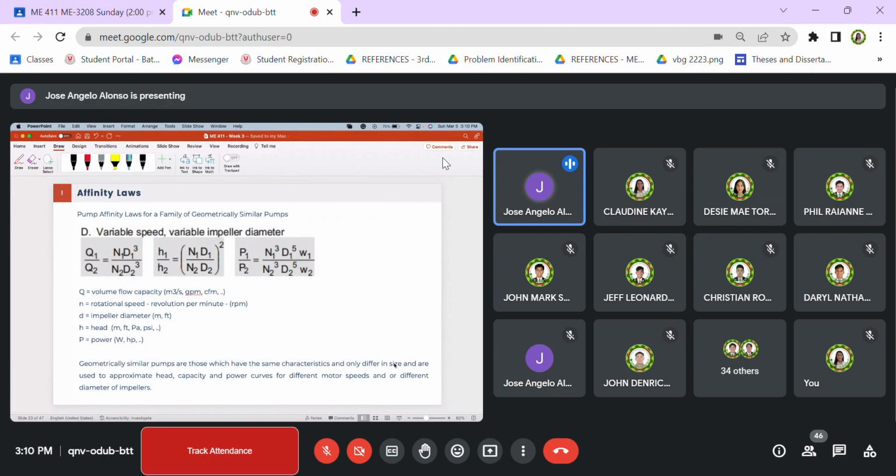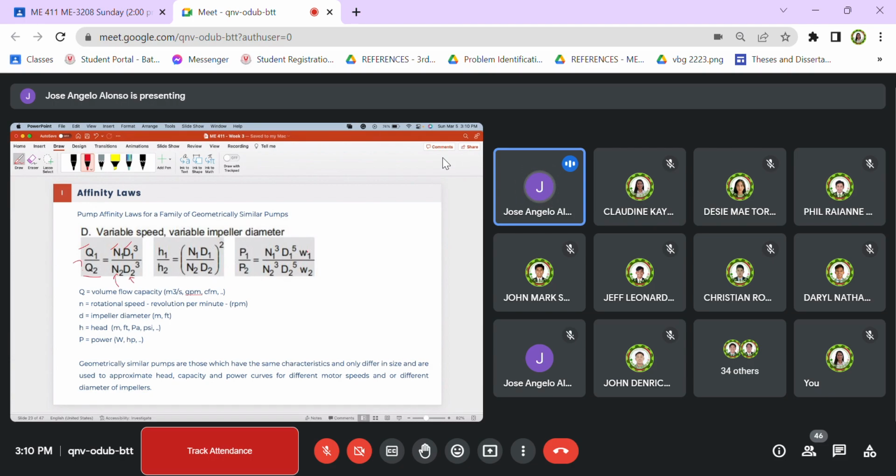Ano yung magiging effect nito or ano yung magiging bagong values ng ating volume capacity, ng ating total head ng pump at ng ating power. So we can use this equation to determine those variables. So given ang initial condition of volume flow rate, initial condition ng ating rotational speed, initial impeller diameter, bibigyan tayo ng panibagong situation which is, okay, palakihin mo or you make it twice the diameter ng impeller, make it twice the rotational speed, then we can find the value for the volumetric flow capacity. One equation, one unknown, we can solve the problem.